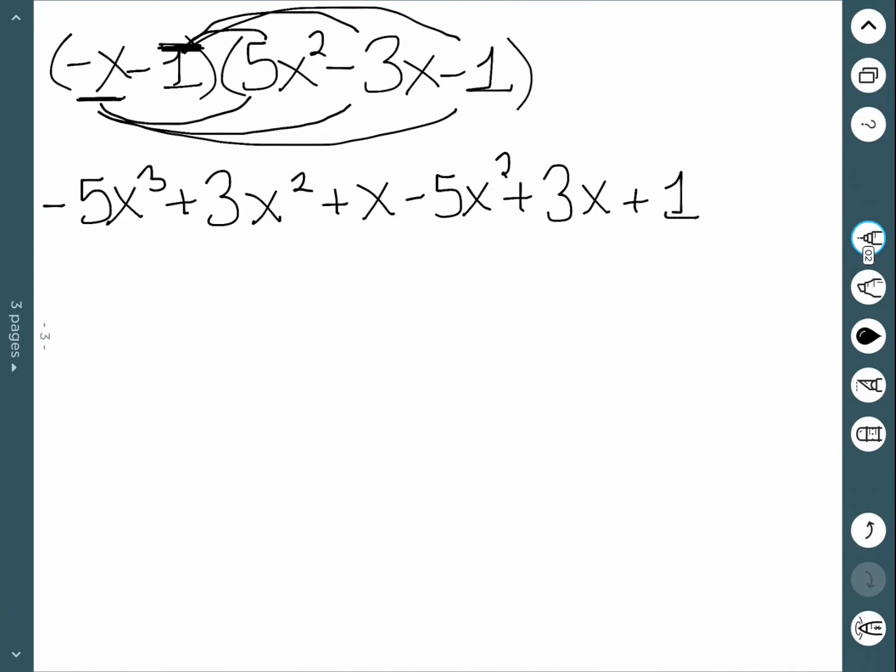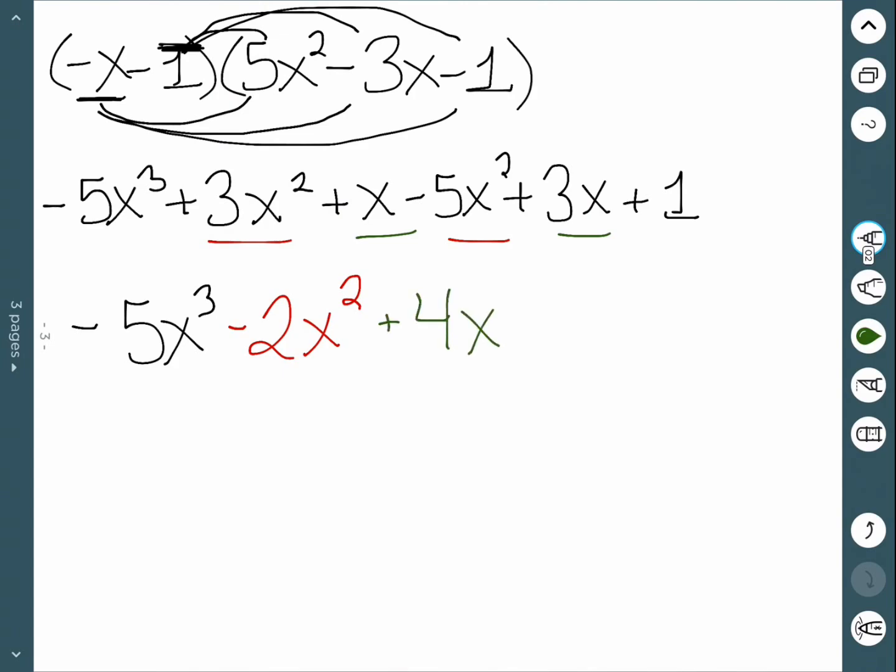So this was a lot less work, and now we can just combine like terms. You'll notice I have an x cubed in only one of those, and next we go to the x squareds. I have a 3x squared and a negative 5x squared. So 3 plus negative 5 is negative 2x squared. Next we go to our x terms. I have a 1x and a 3x, which would give me a total of 4x, and then finally I have the last constant term, which is just plus 1. So we did a lot less work and have our answer. Let's do one more.